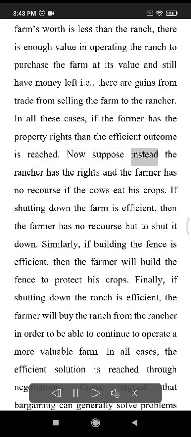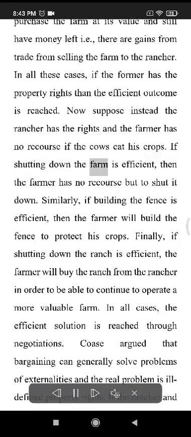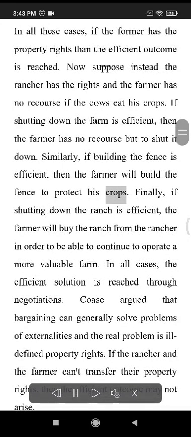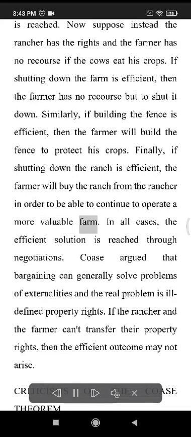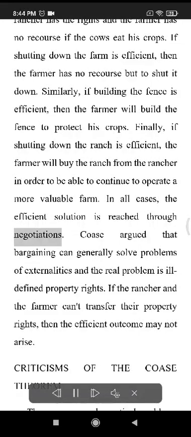Now suppose instead the rancher has the rights and the farmer has no recourse if the cows eat his crops. If shutting down the farm is efficient, then the farmer has no recourse but to shut it down. Similarly, if building the fence is efficient, then the farmer will build the fence to protect his crops. Finally, if shutting down the ranch is efficient, the farmer will buy the ranch from the rancher in order to be able to continue to operate a more valuable farm. In all cases, the efficient solution is reached through negotiations.